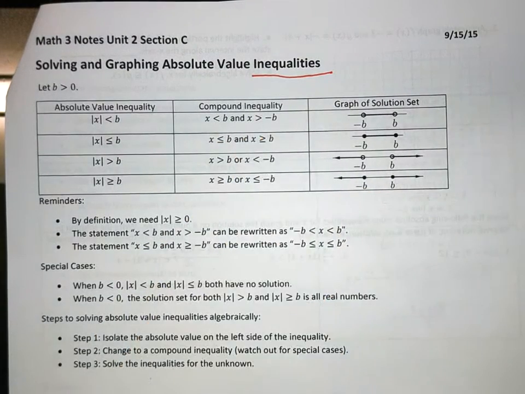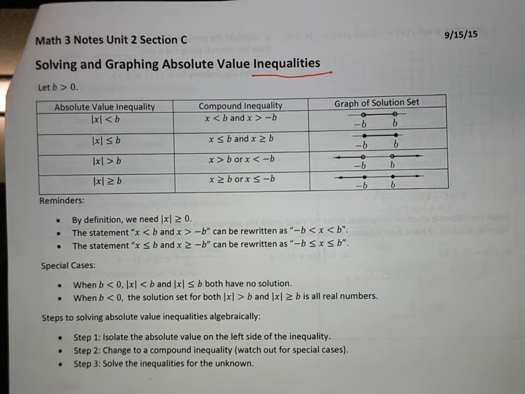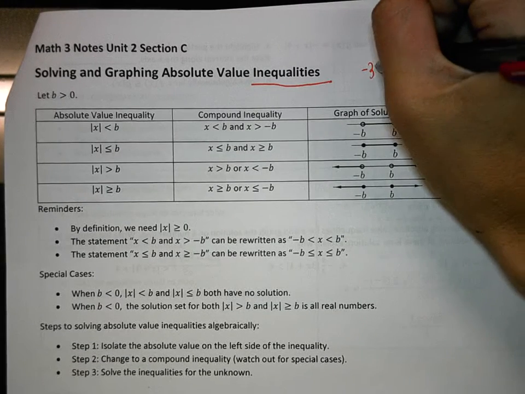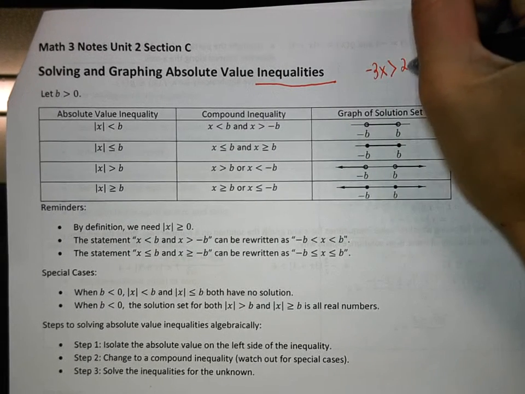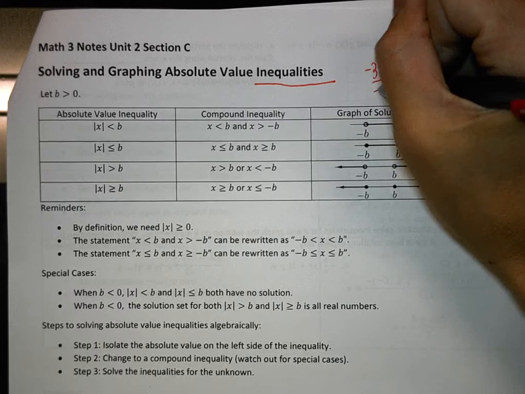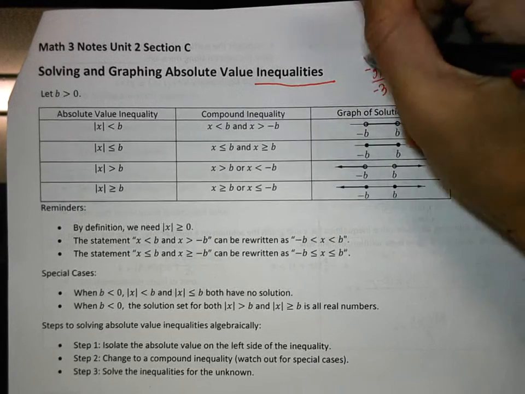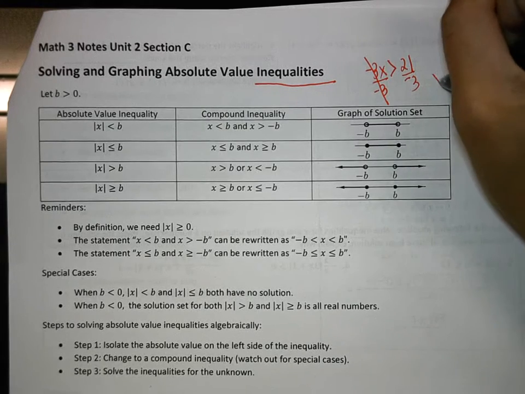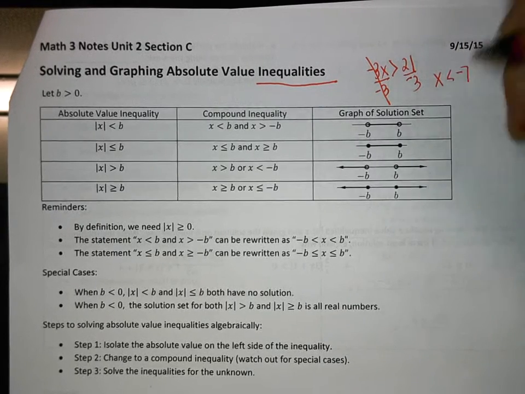Do you guys remember what to do whenever you multiply or divide by a negative with an inequality? If I had something like negative 3x is greater than 21, and we're trying to solve for x, what would I do to both sides? Divide by negative 3. And do you remember what happens when you divide by a negative with an inequality? You flip the inequality. So you end up getting x is less than negative 7.